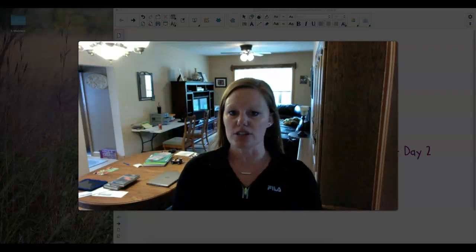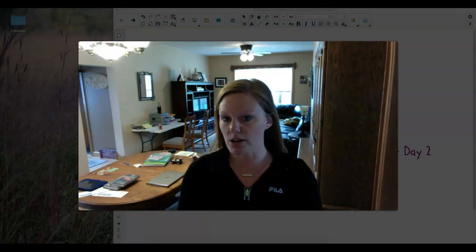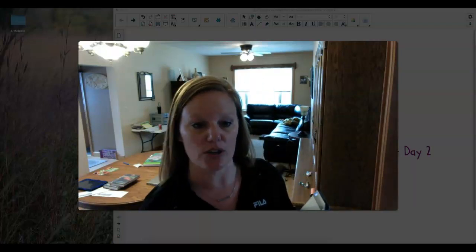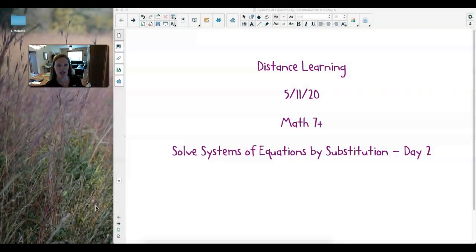Last week we actually looked at if an ordered pair works in a system of equations. Today you're actually going to solve the system of equations, so being able to tell what x and y are and figure out the values for those. So kind of day two of all of this.